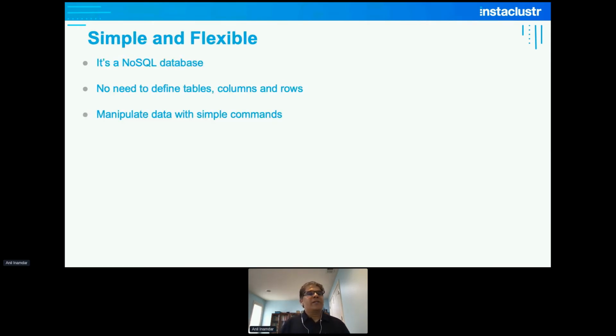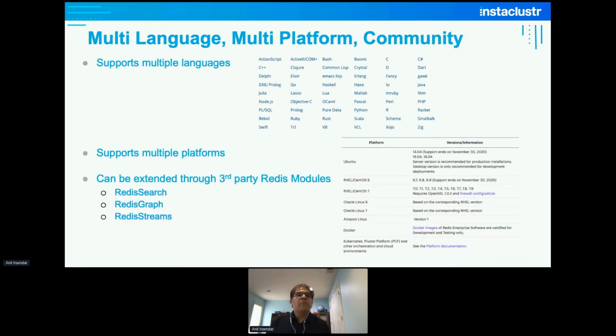Another feature of Redis is that it's very simple and flexible. Obviously, it's a NoSQL database, so no need for defining tables, columns, and rows. You can manipulate data with simple commands, which is very similar to other NoSQL databases. It supports multiple languages, multiple platforms, and there's good community support. There's a litany of languages listed there. Again, it supports Ubuntu, Linux, Docker, Kubernetes, Oracle Linux. It can be extended through third-party Redis modules, and some of the popular ones are Redis Search, Redis Graph, Redis Streams.